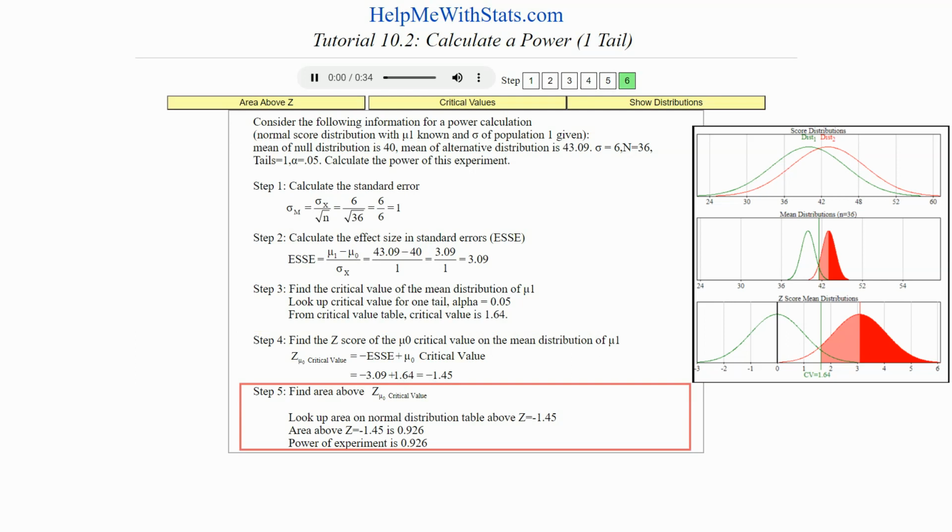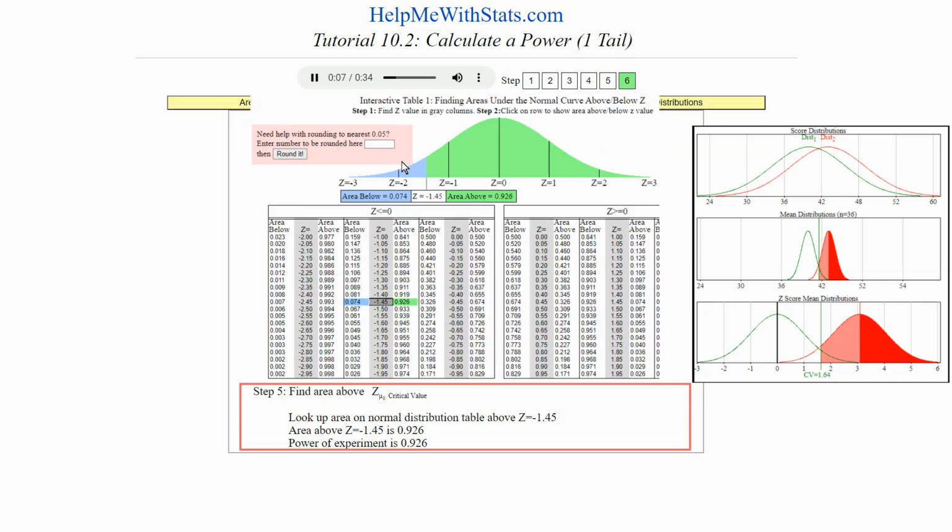We find the area above the critical value of the null distribution, because that is the definition of power. We use the normal distribution tables to find the area above -1.45 is 0.926. The power of the experiment is 0.926, which is the probability of correctly rejecting the null hypothesis.